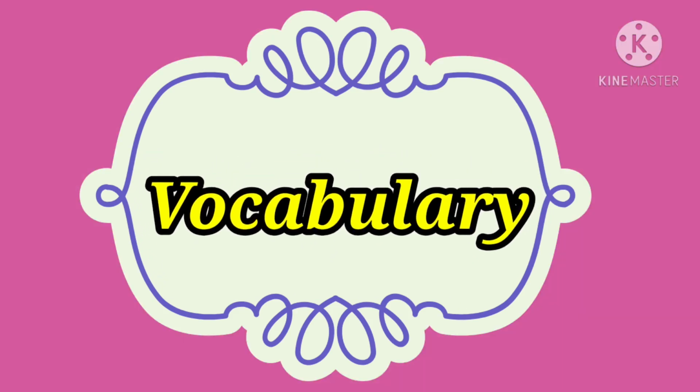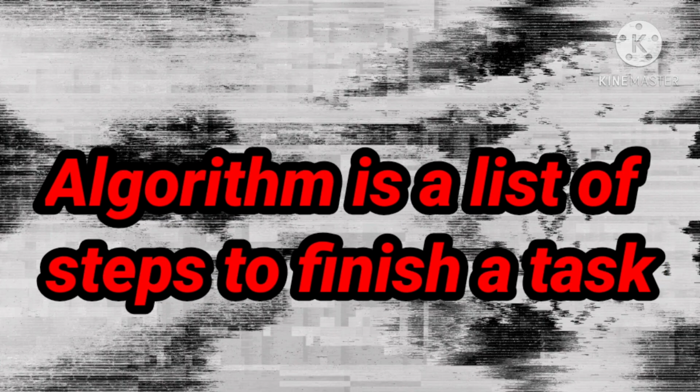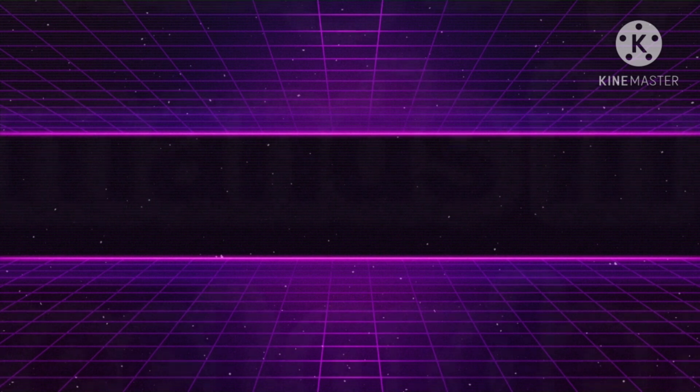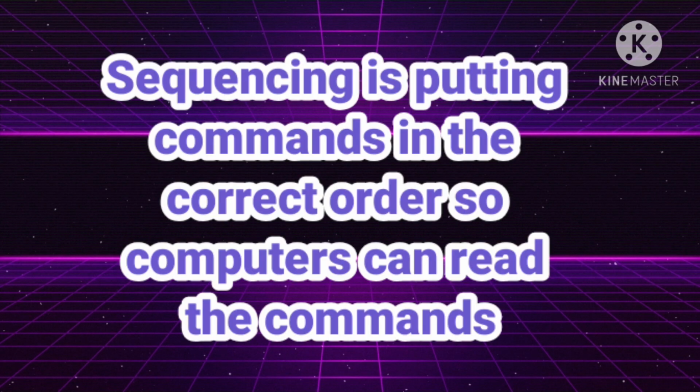So now let's take a look at some terms we're going to be using in our classes. First is algorithm. What is an algorithm? These are a list of steps taken to complete a task. And it's very important these instructions or commands are put in the correct order so that the computer can read them. And this is called sequencing. Sequencing is putting commands in the correct order so computers can read the commands.